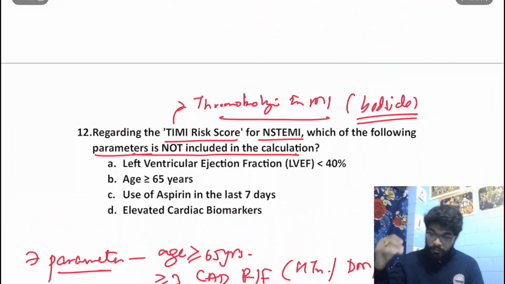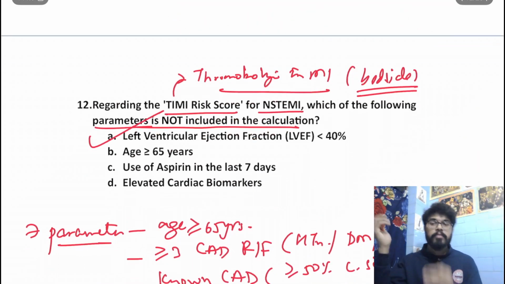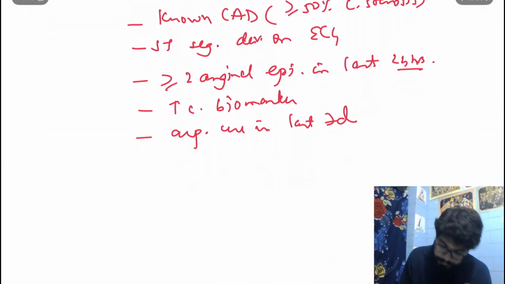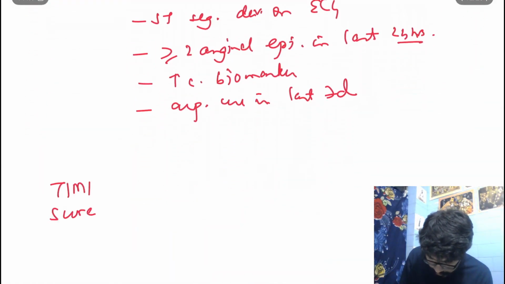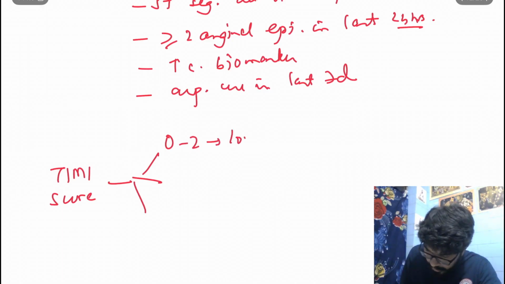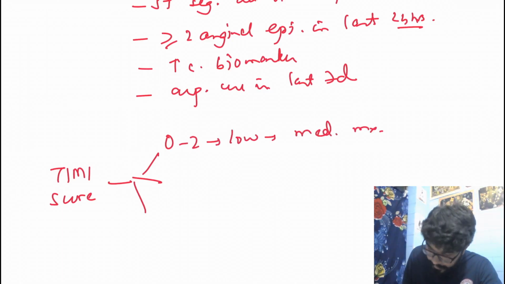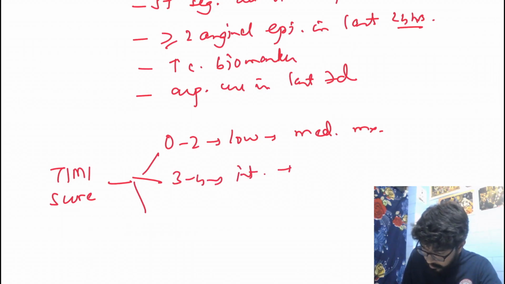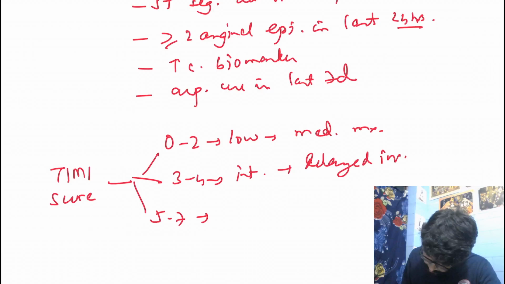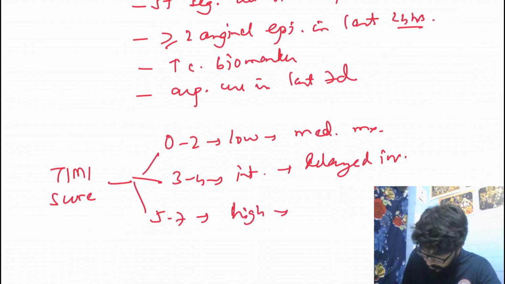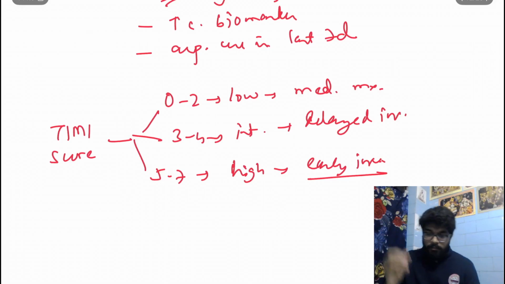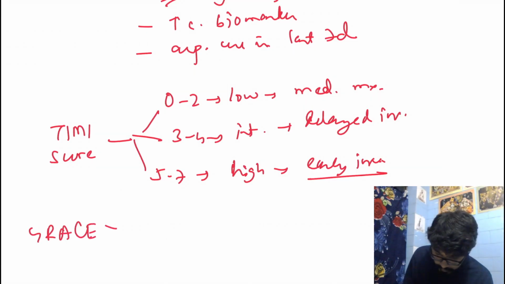Okay. So let's have a look into the options. Yes, option A should be our answer. We do not check for left ventricular ejection fraction. Okay. Now if we talk about the TIMI score interpretation, right, it would be similar to that of Grace. If the score is 0 to 2, it is low risk, we would go for medical management. If it is 3 or 4, it is intermediate risk, so we would go for a delayed invasive procedure within 72 hours. If it is 5 to 7, it is high risk, we would go for early invasive management within 24 hours. Okay. But remember the fact that Grace is superior to TIMI.